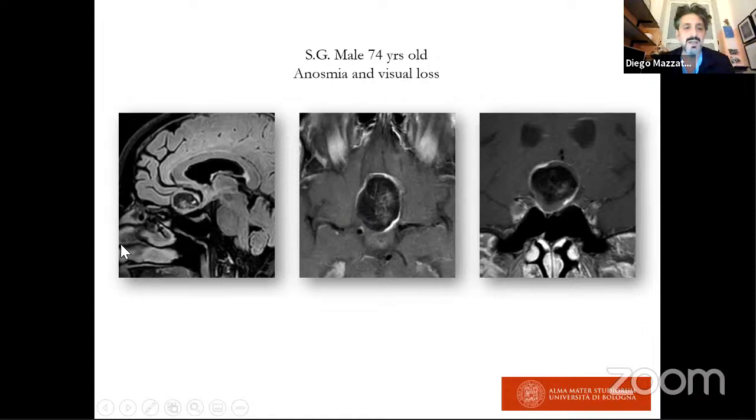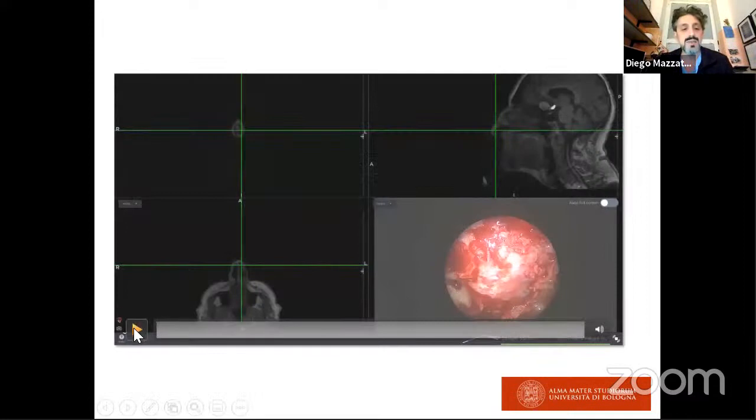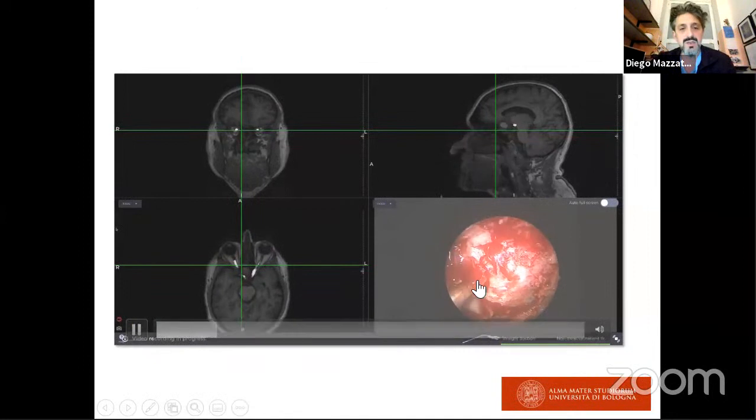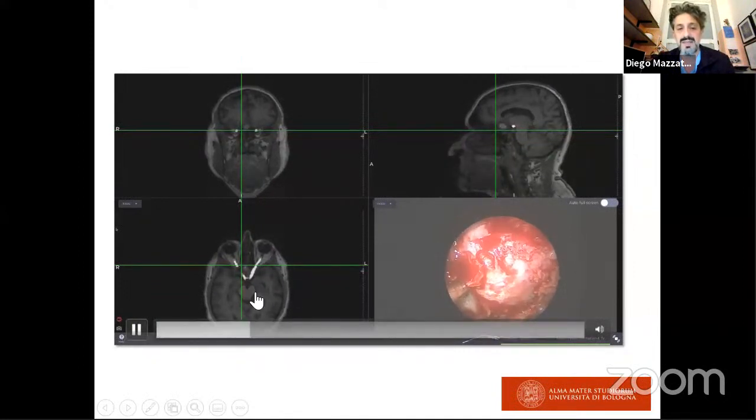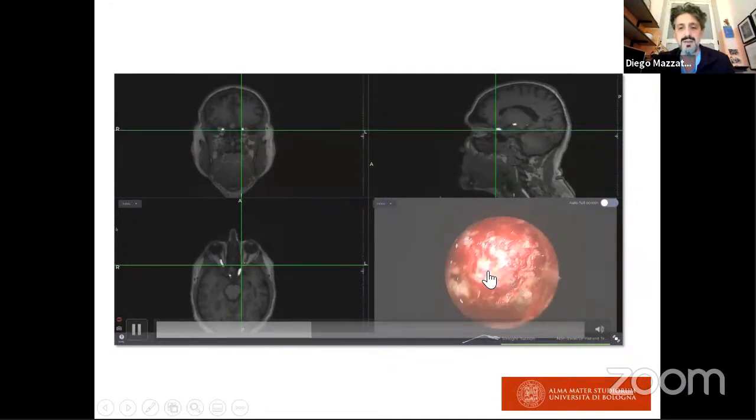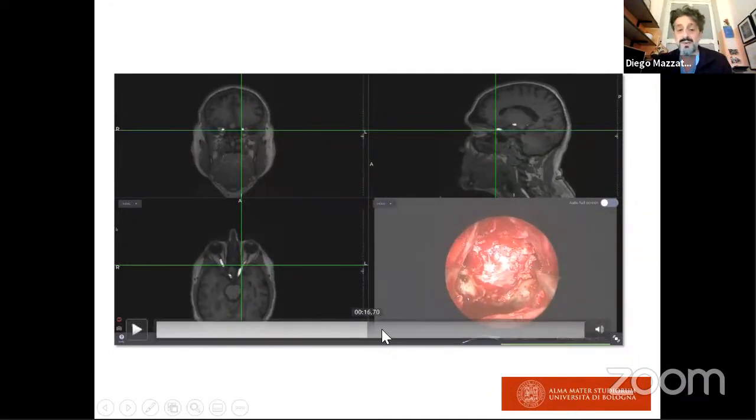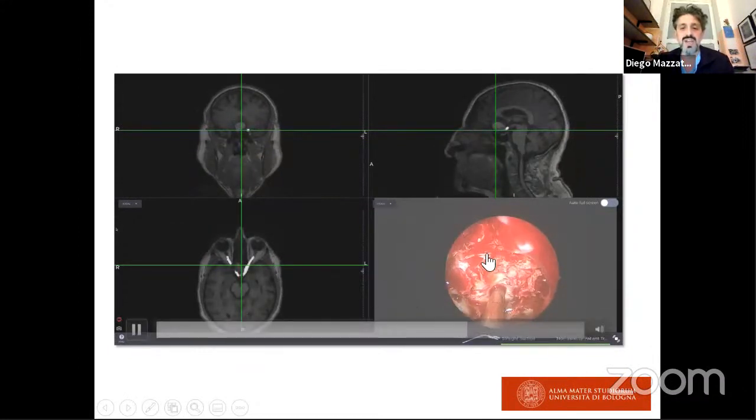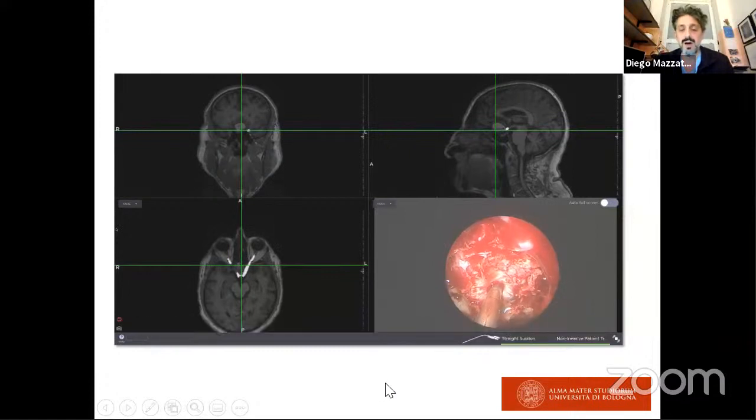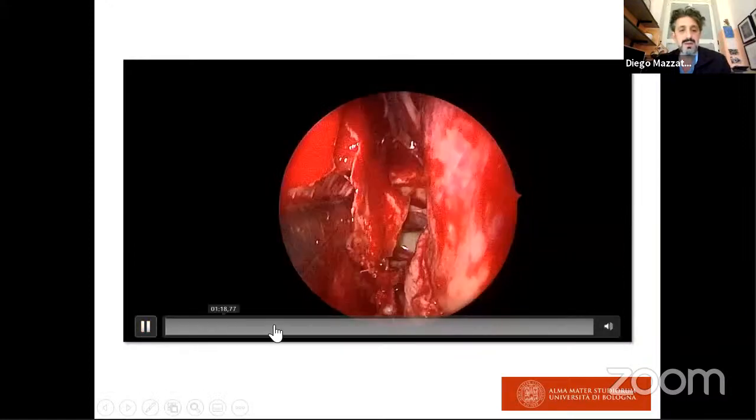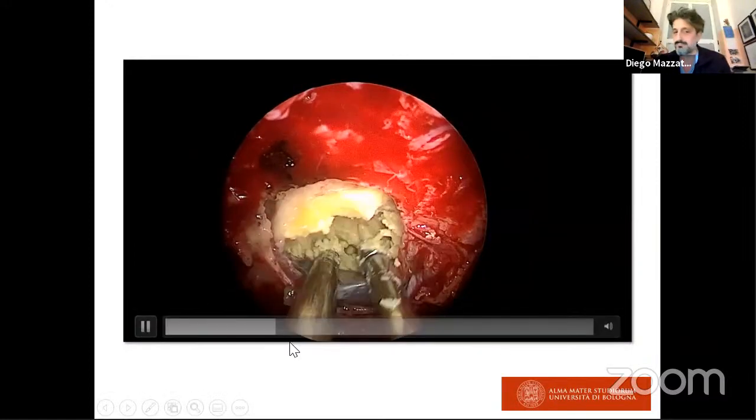So we decided to use the transtuberculum approach, and also in this case, we used tractography for the optic pathway, also during the opening of the access, to check in real time where the optic pathways are displaced and open the dura mater safely. When we checked that the tumor was completely anterior in our window, we proceeded with the tumor removal. This is very quickly the tumor removal.